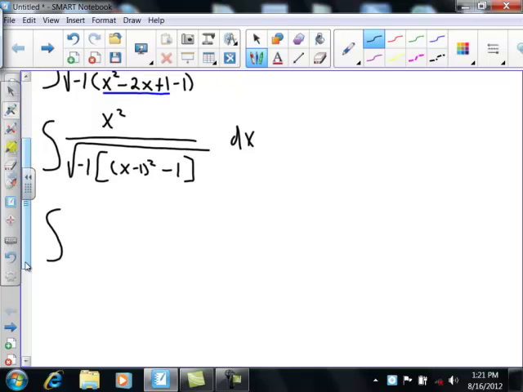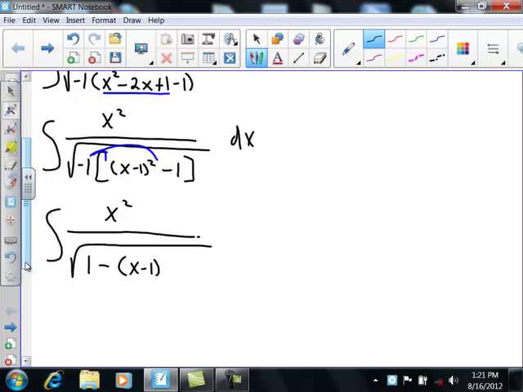So this is the integral of x squared over the square root of. If I distribute this negative 1 in here now into both of my pieces inside the brackets, then I'm going to turn this around. Negative 1 times negative 1 becomes positive 1, and negative 1 times x minus 1 squared becomes minus x minus 1 squared. All that dx. Okay, so that looks much nicer for different things that we may have to do with that as we go along here.